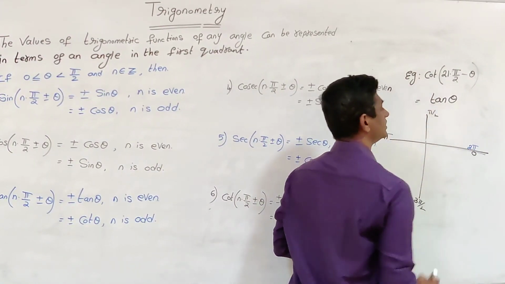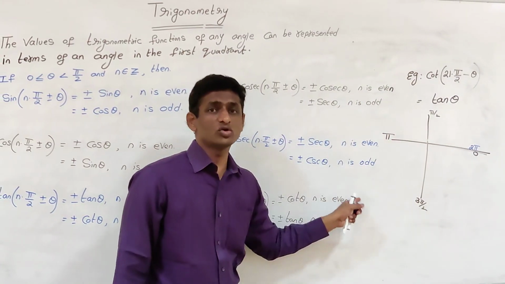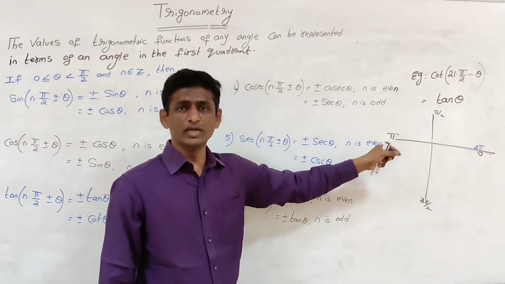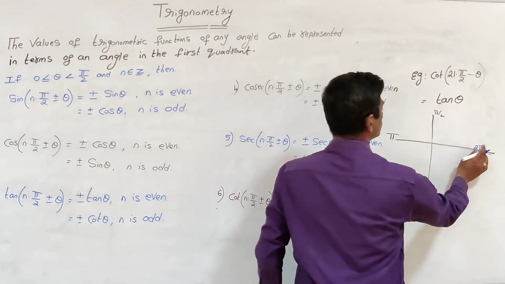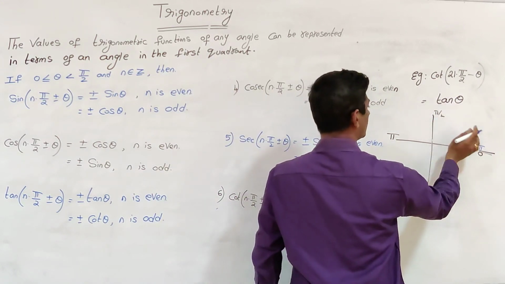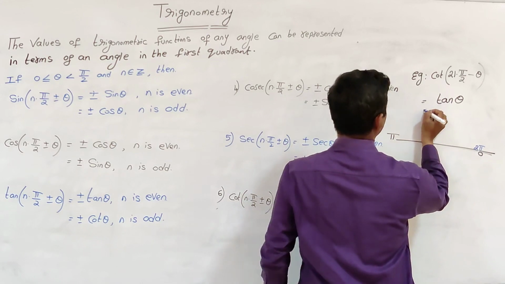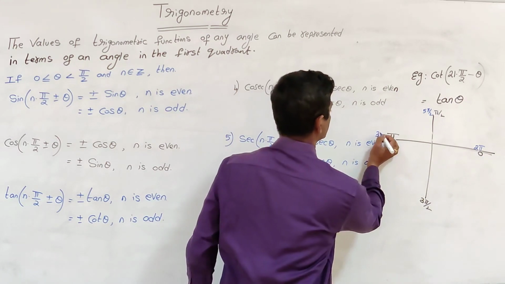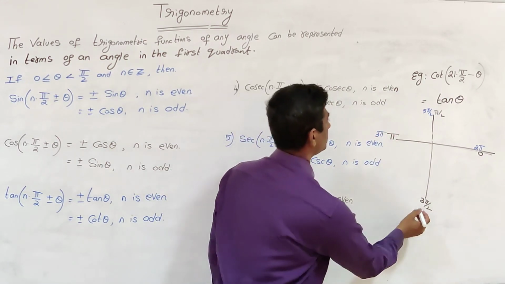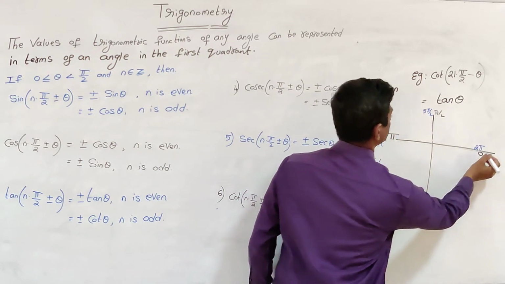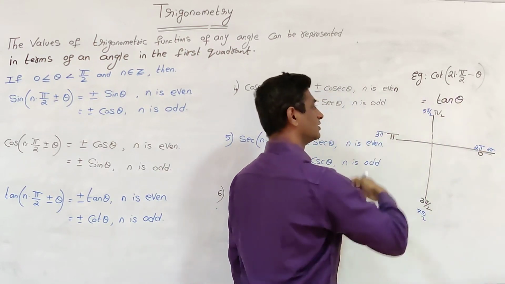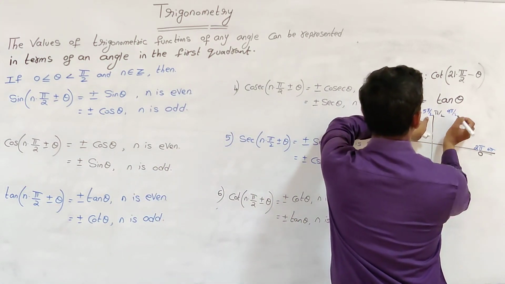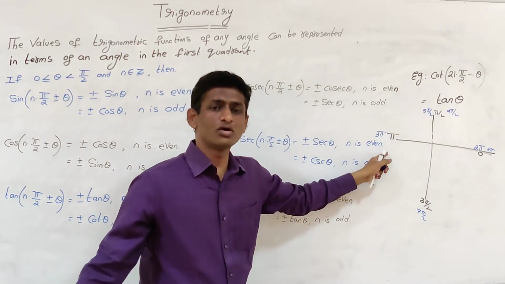2 pi means 360 degrees, that is for one rotation. So the angle will not end; it will keep on rotating. Here is 2 pi, and this will be 2 pi, and this will be 5 pi by 2. Again, when it goes for the second round, it will be 5 pi by 2, and this will be 3 pi, and this will be 7 pi by 2, and this will be 4 pi. Again, for the next round, it will be 9 pi by 2. So like this, it will keep rotating.